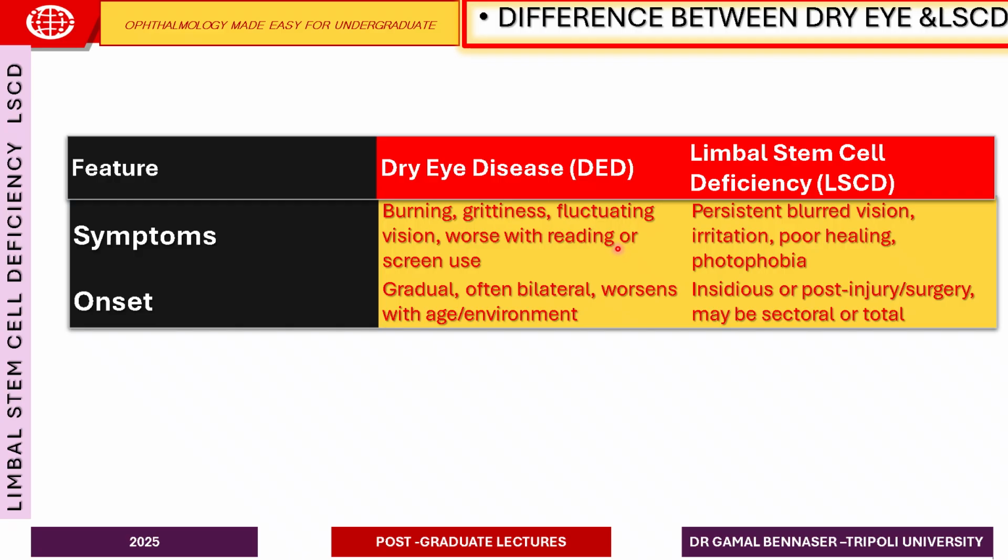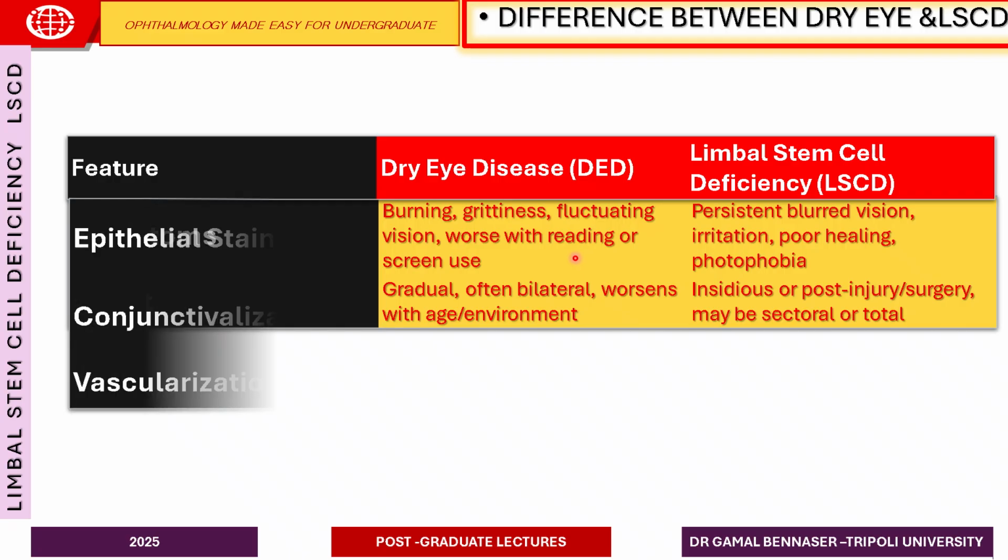However, in limbal stem cell deficiency, the blurring is not related to prolonged reading, but is present all the time, with irritation, photophobia, and poor healing of corneal irritations. Also, the symptoms are insidious, and usually there is a history of injury or surgery prior to these complaints. So this is one important point based on the history itself.